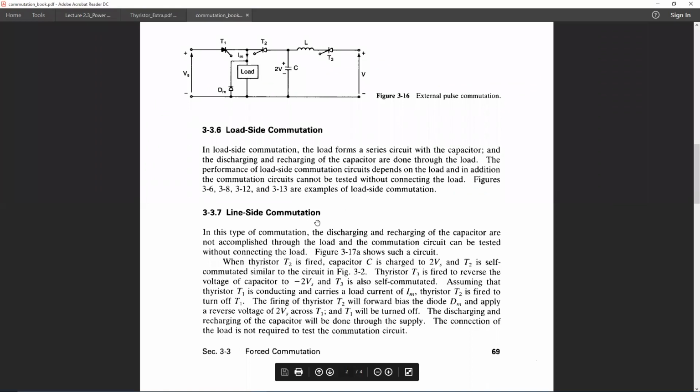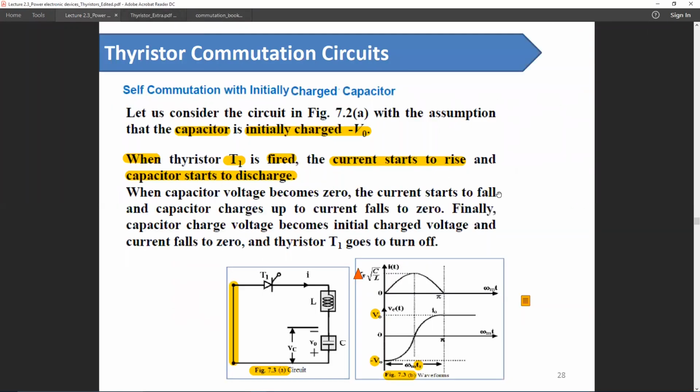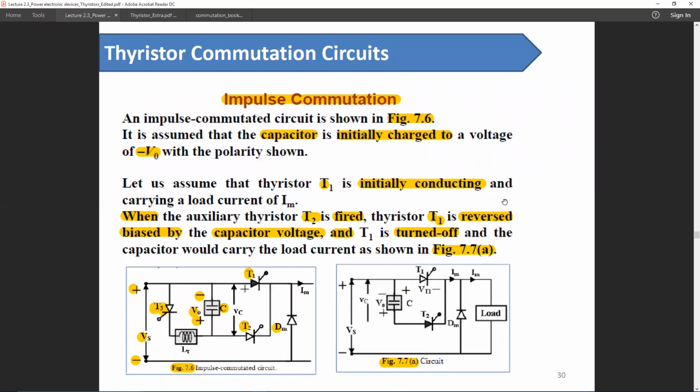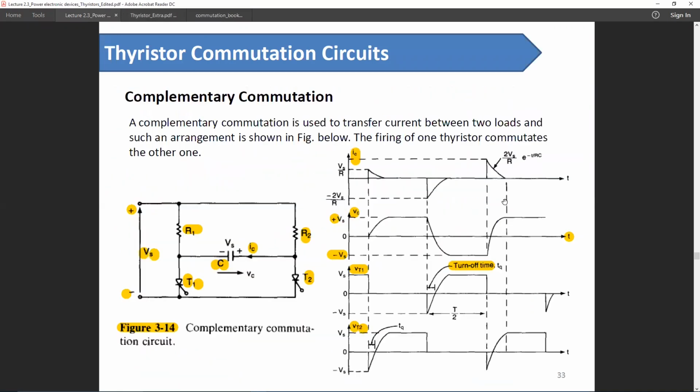You can learn more about the line side commutation from the book, page 69, in the soft copy of the book. So if we go back to our main slide, another technique of commutation is complementary commutation.